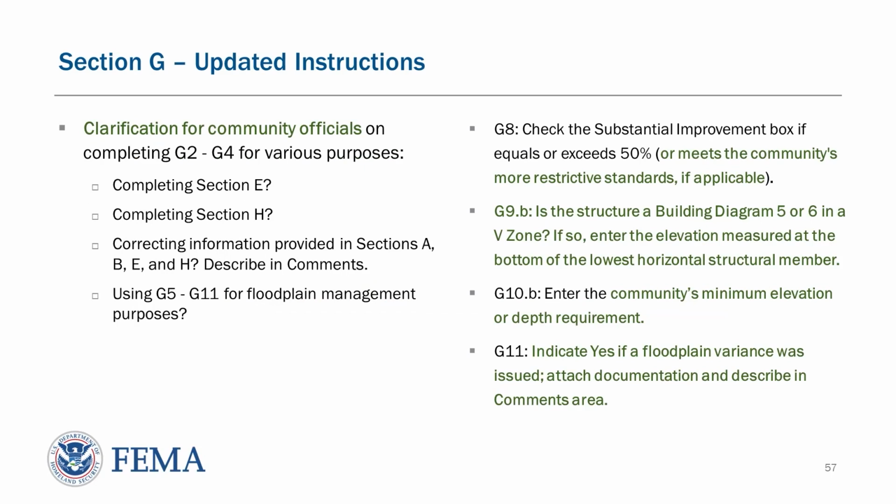All these new changes are described in the instructions. Section G is no longer optional, but recommended for the community official to use in all cases in all zones. G8 instructions prompt communities to indicate whether the building is substantial improvement or repair of substantial damage, whether that's the 50% minimum or a community's higher standard or lower threshold.